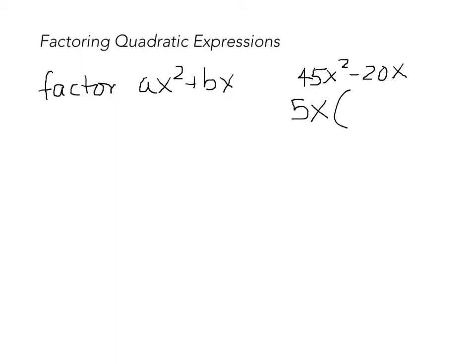So we can take out a 5x, and then you ask yourself, 5x times what is going to give you the 45x squared that you see up top, and that would be a 9x. Bring down the subtraction, and then 5x times what would give you 20x, and that would be 4. So we did that a while ago.